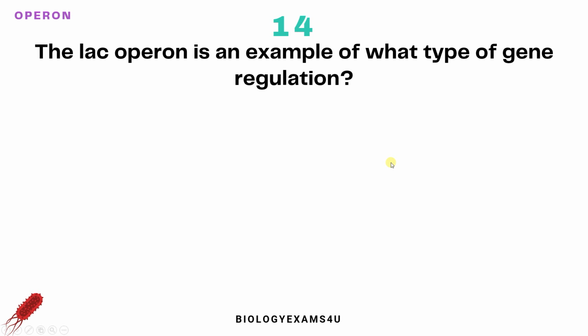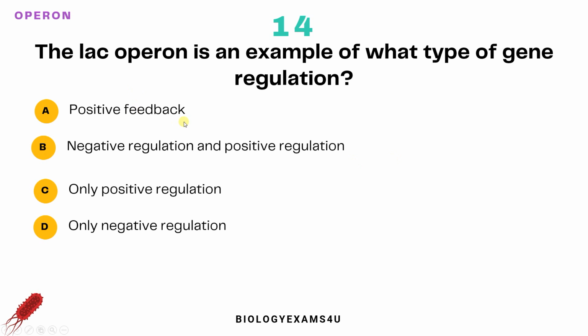Question number 14. The lac operon is an example of what type of gene regulation? Option A, positive feedback. Option B, negative regulation and positive regulation. Option C, only positive regulation. Option D, only negative regulation.